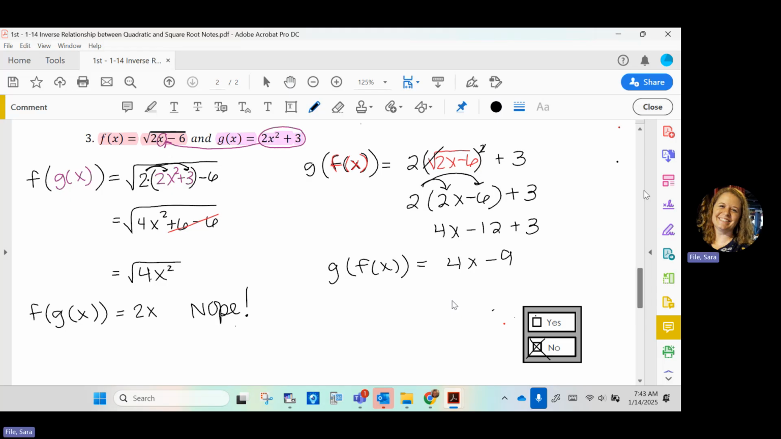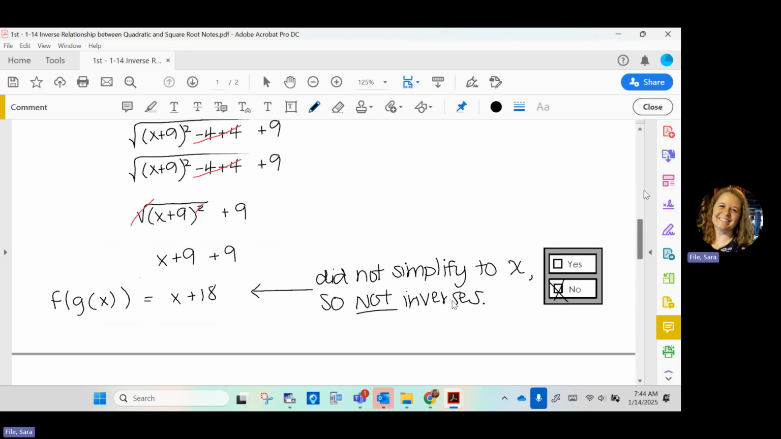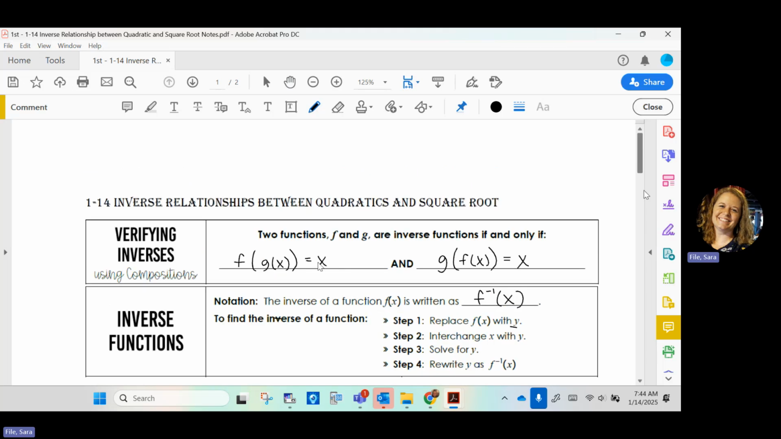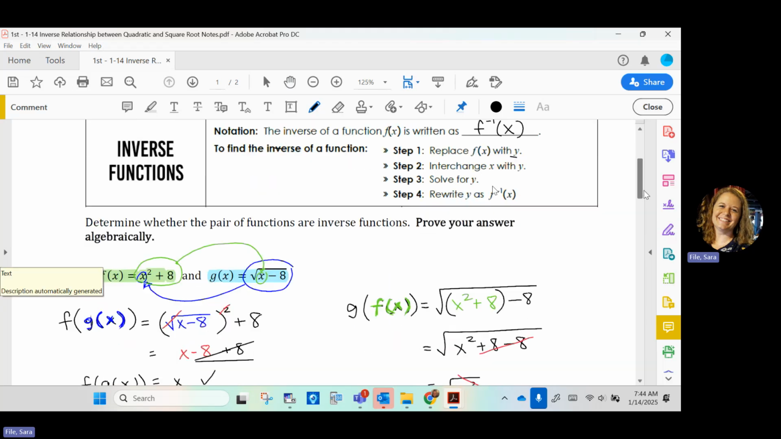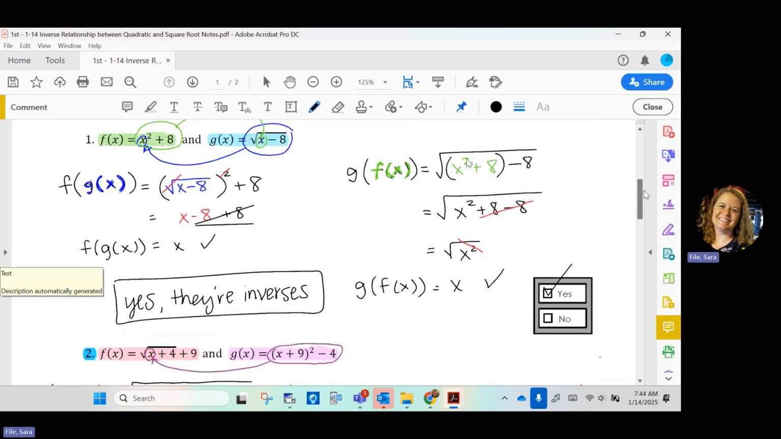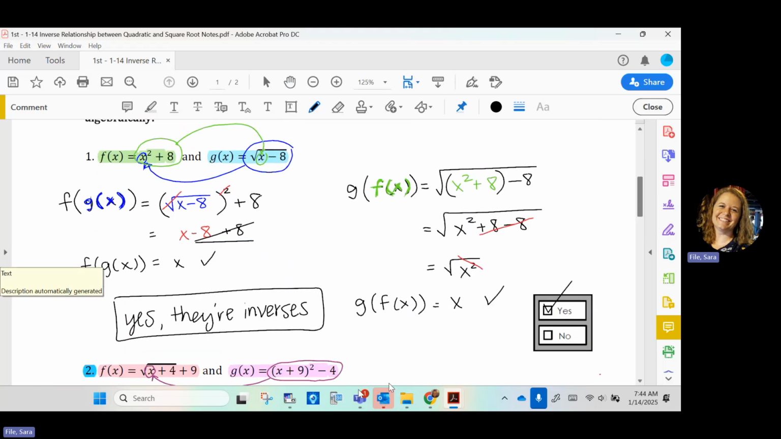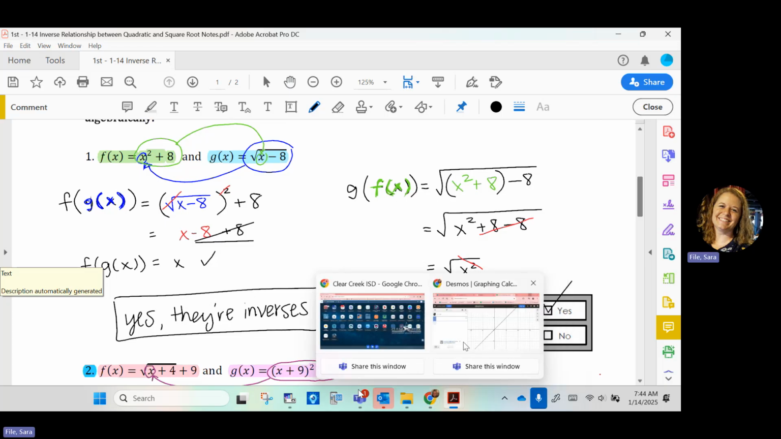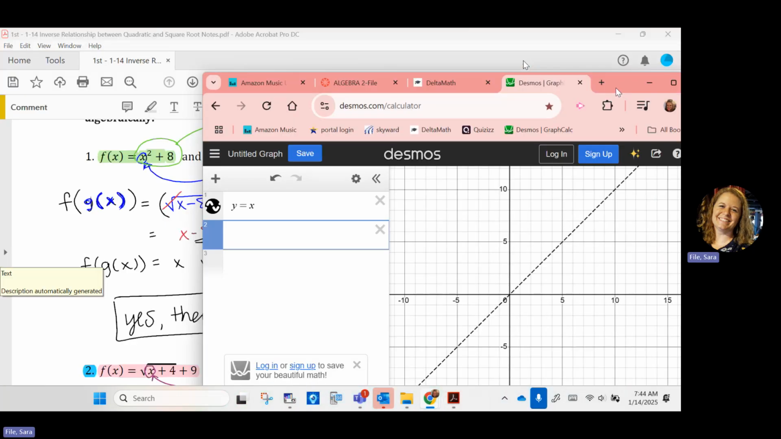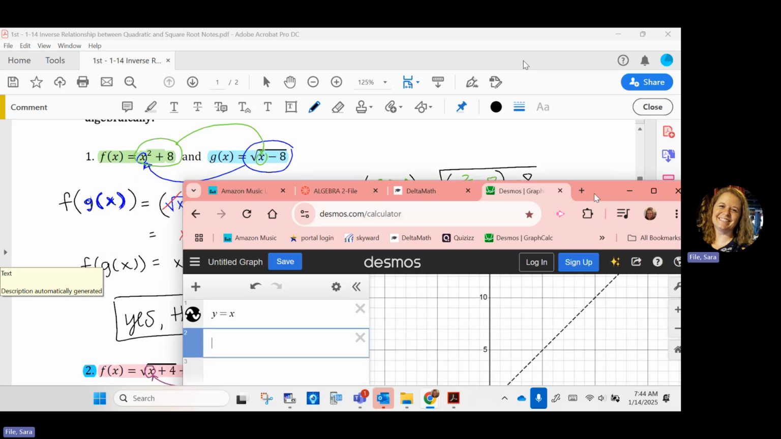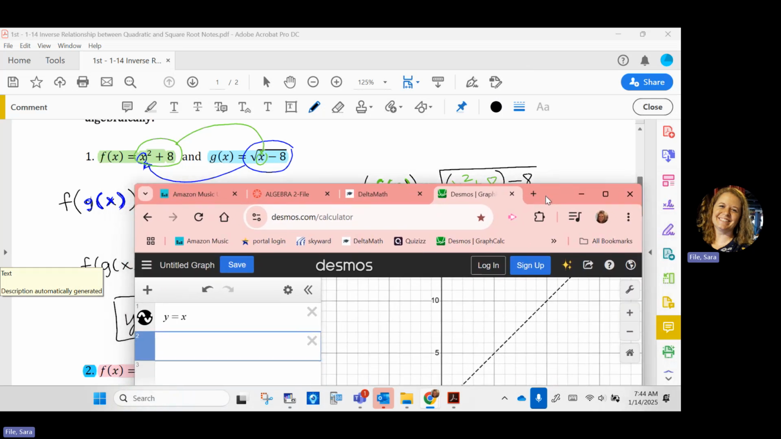All right, so today is all about verifying inverses. This property up here says both compositions should come out to x for them to be inverses. Now I do want to show you, I told you I would show you graphically what this looks like. So we talked about graphing square root functions the other day, and last unit we talked about graphing quadratics. Because we know a square and a square root are inverse functions or opposite functions.